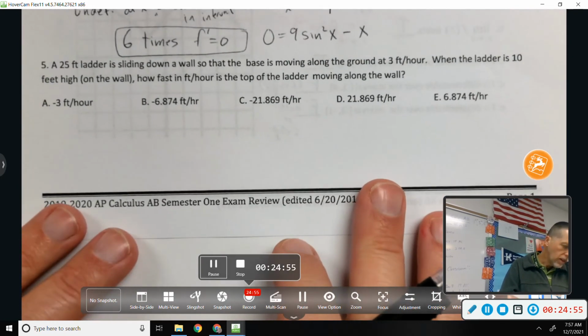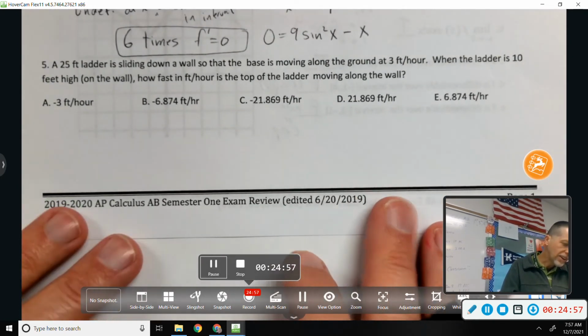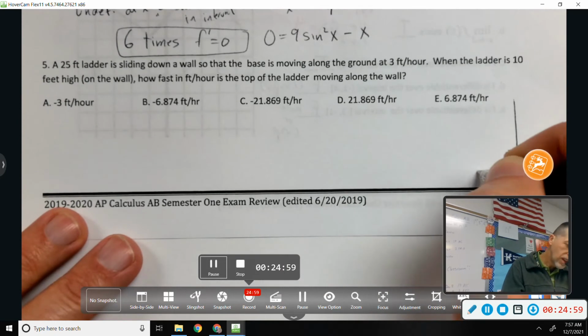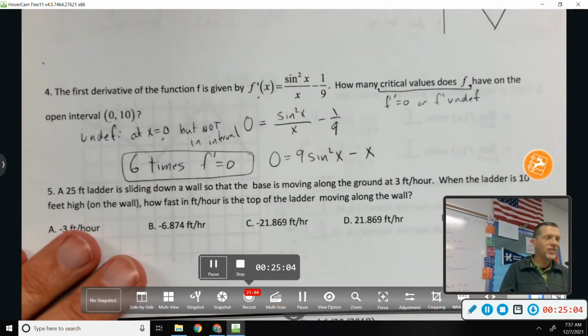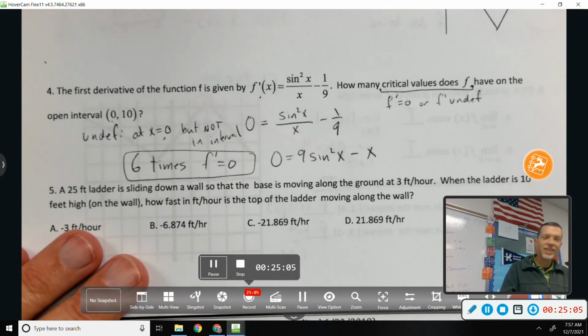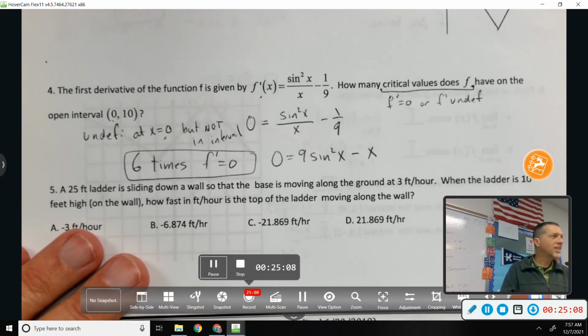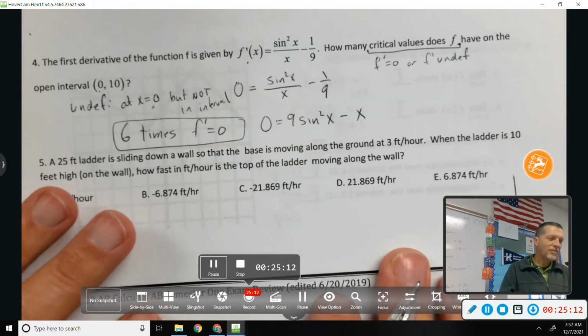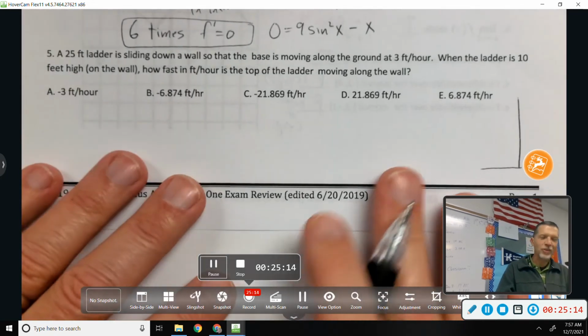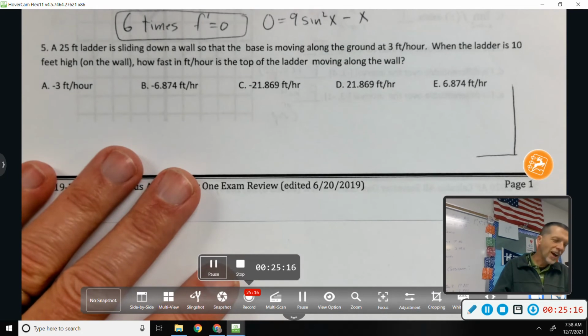Let's see, a 25-foot ladder is sliding down a wall. Okay, don't even do 5, just do 3. Do 5? No, we have time to do both. No, do 3 first, then 5. Well, he thinks we should do 5 as the reminder of how things work here, and then we'll do 3. Let's do 5, and then we'll do 3.